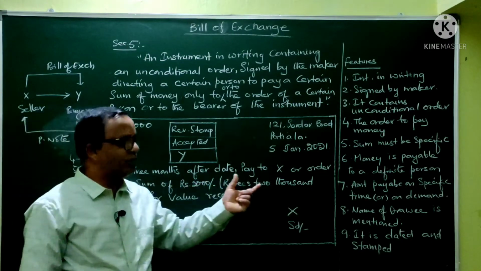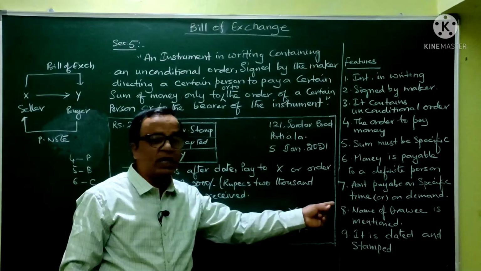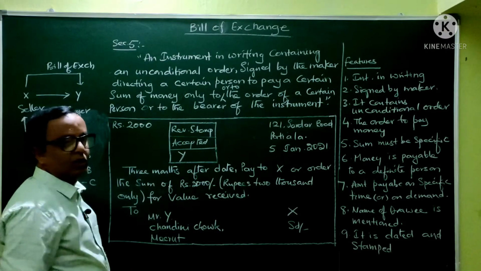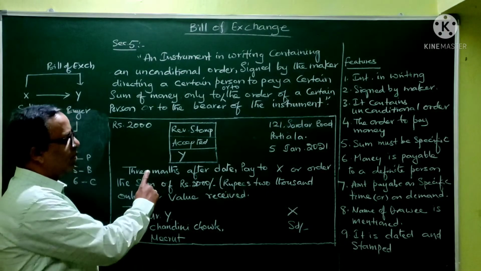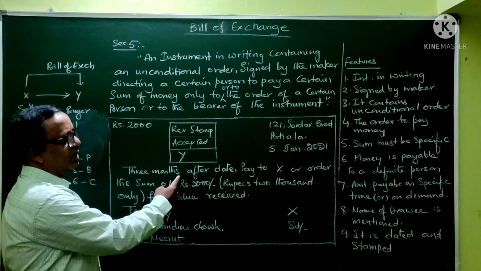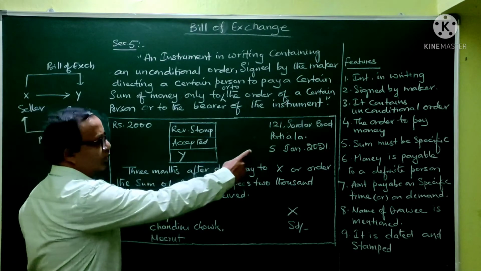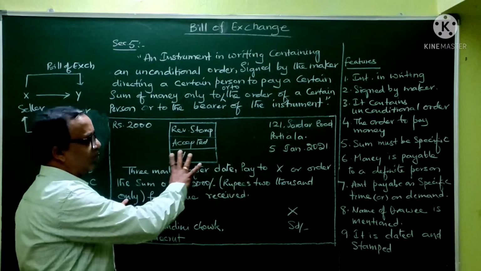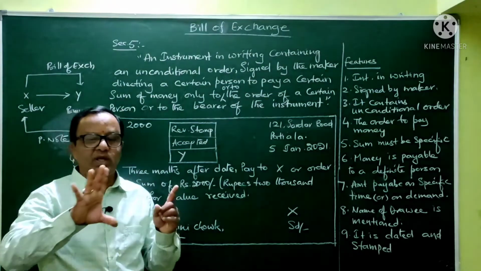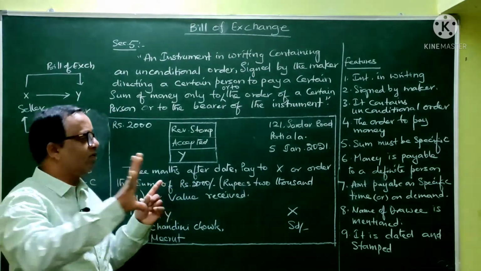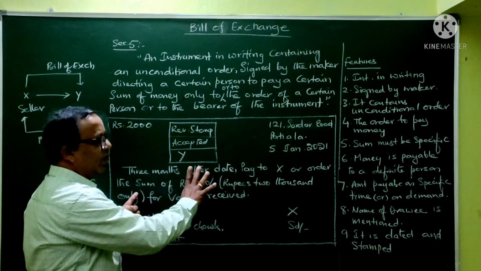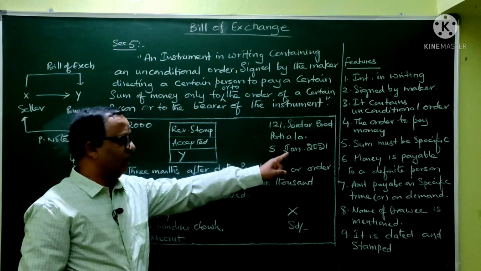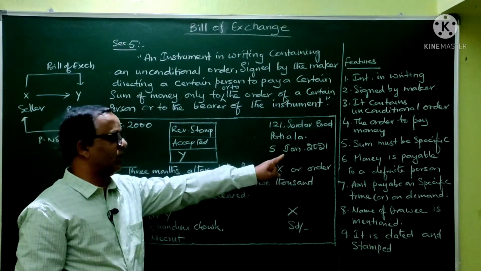Then the amount is payable at a specific time. Here he says, 3 months after date. 3 months after date means from this date onwards, after 3 months he is asking. In other words, by reading this instrument, certainty and exactness will be there. One will be able to know what the due date is. See how we calculate the due date here.